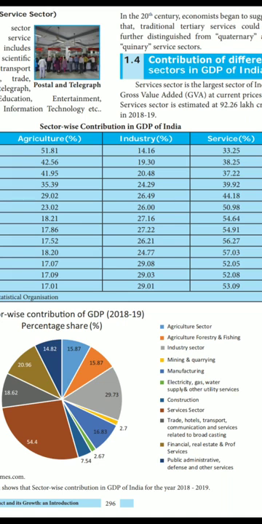From this pie chart, which portion has more percentage? That is the service sector. Okay. So, which is the largest sector of India? Service sector. Are you clear? How many percentage is the service sector according to this pie chart 2018-19? That is 54.4 percentage. Are you clear about this?